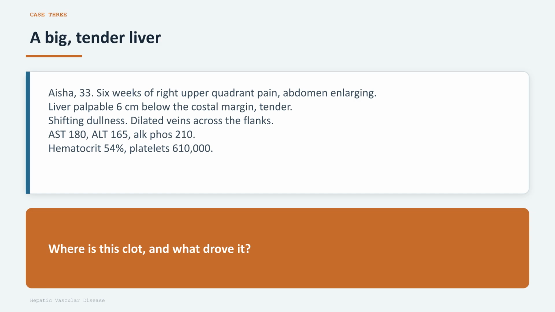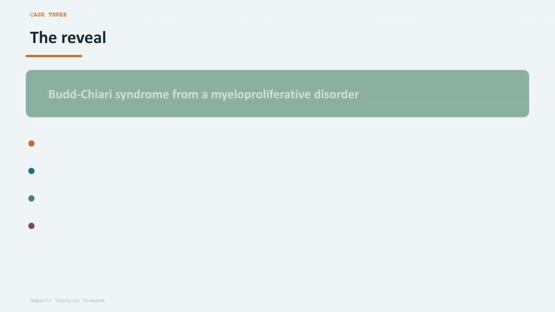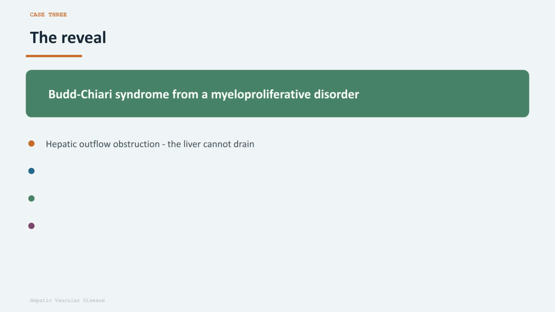So where is this clot? And what drove it? This is Budd-Chiari syndrome, hepatic venous outflow obstruction. The liver cannot drain, so it engorges, which explains the large, tender liver, the pain and the ascites. Doppler ultrasound shows no flow in the hepatic veins.